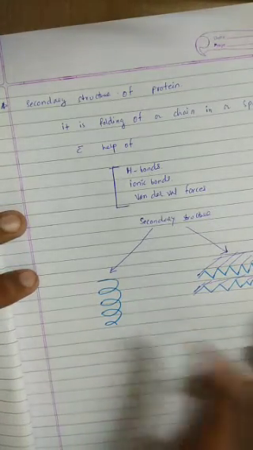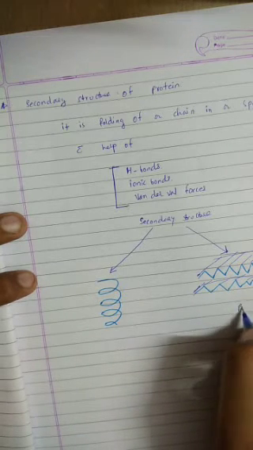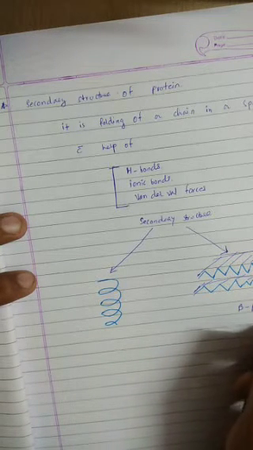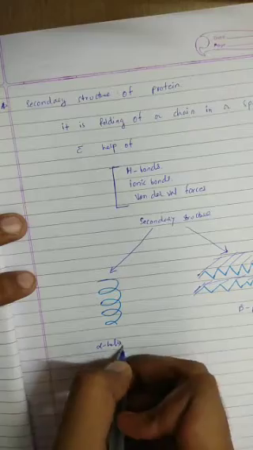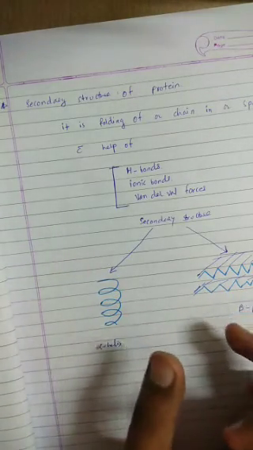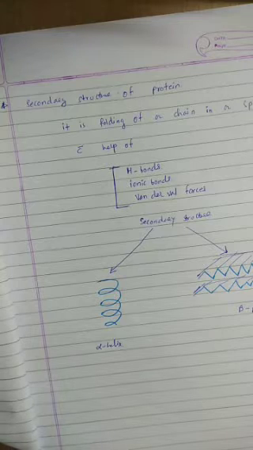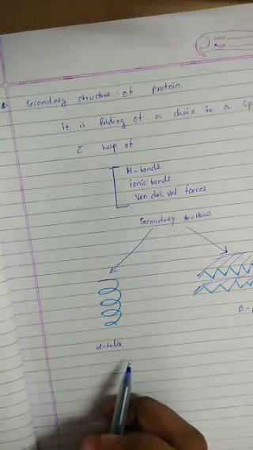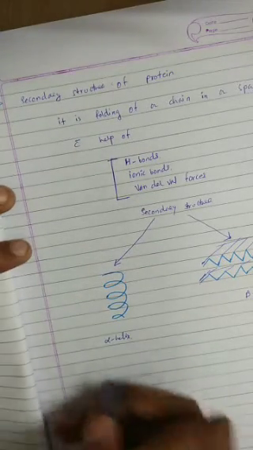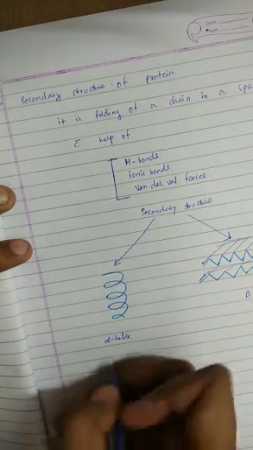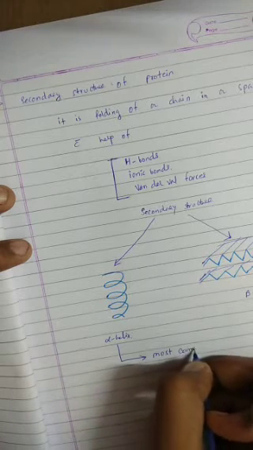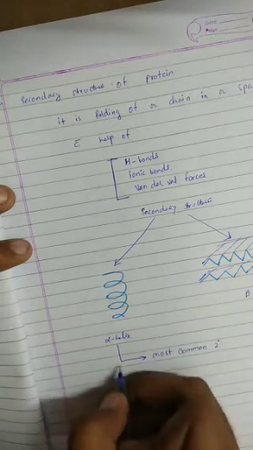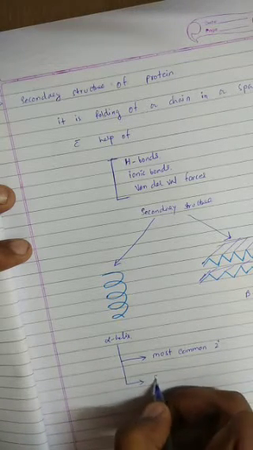So it is a beta pleated sheet-like structure, and this is the alpha helix. Primarily, when we discuss the secondary structure, we discuss the alpha helix and the beta pleated sheet. Now, the alpha helix is the most common secondary structure, and it is the most stable.